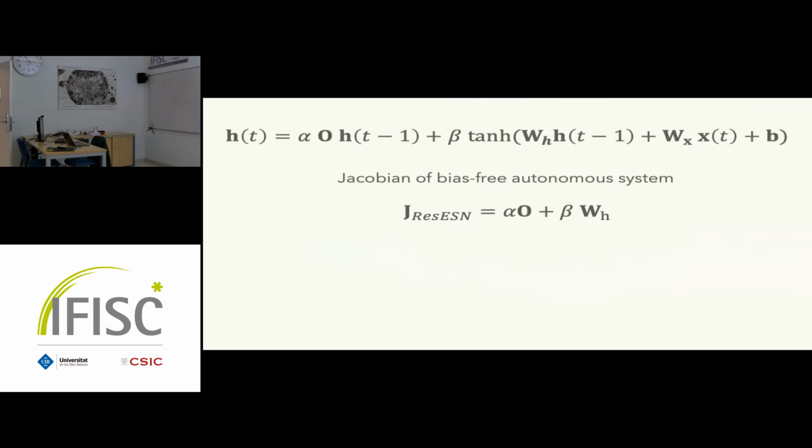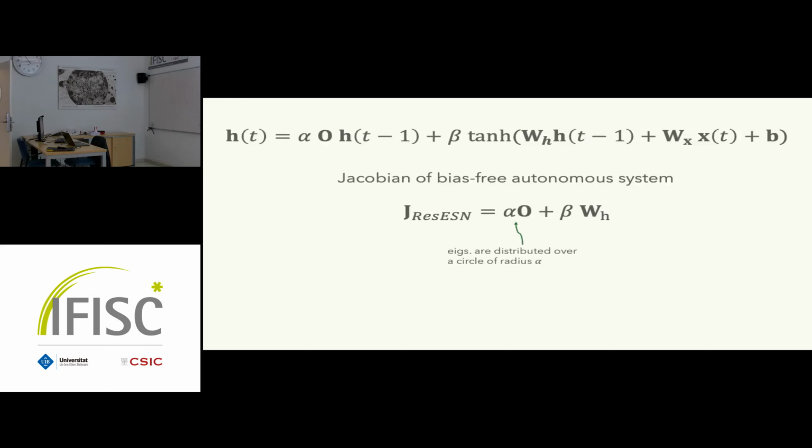And how can we investigate this? We can investigate this by studying the Jacobian of the recurrent state transition function. Here, for simplicity, I consider the Jacobian of the bias-free autonomous system, which means no input and no bias, okay? Just for simplicity of the discussion. And if you calculate this Jacobian, then you see that you have two components, right? This alpha O plus beta WH, where WH is the recurrent weight matrix.